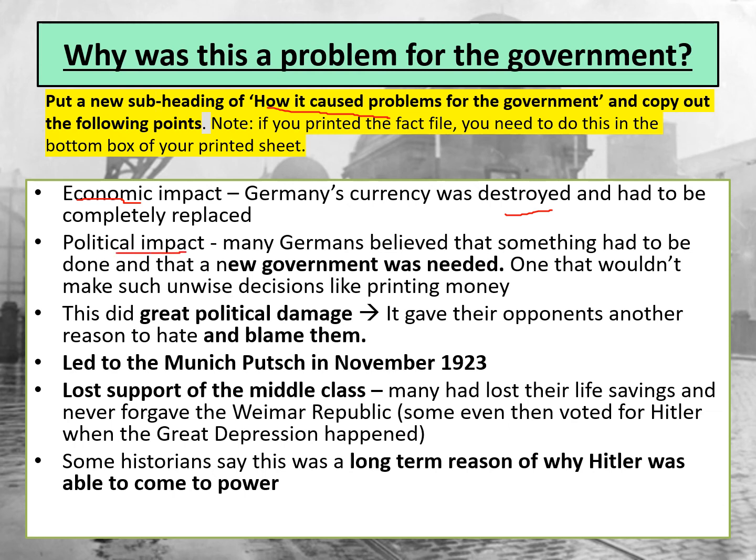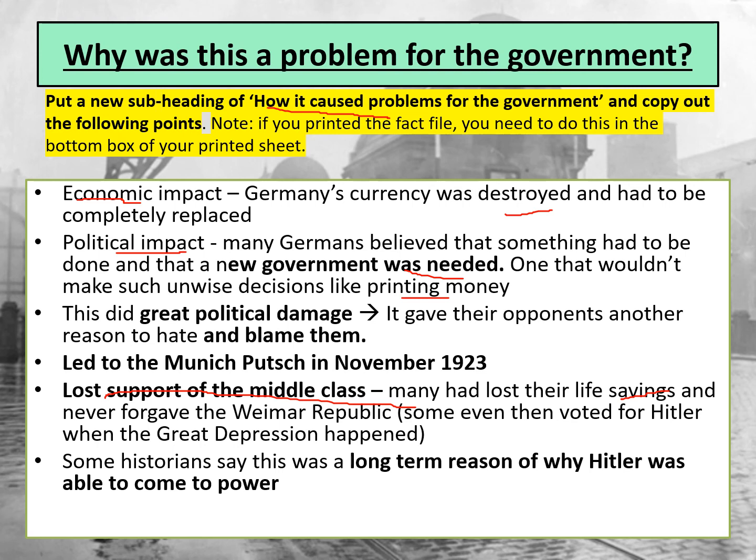Now, many Germans believed that something had to be done and a new government was needed. People thought that the idea of printing money was a really silly idea, and actually, the experts to do with the economy and the government should have warned them about that and stopped doing that. So there are lots of people saying a new government is needed, especially the middle class, because remember they'd lost their life savings and they never forgave the Weimar Republic for it. And that's a really big deal because the middle classes were quite often the people that had been most supportive of the Weimar government. So losing their support was a really big deal.